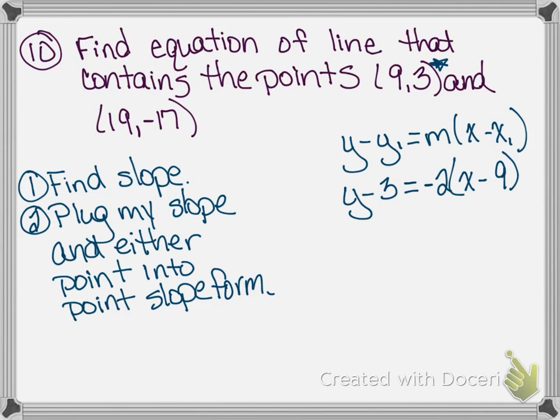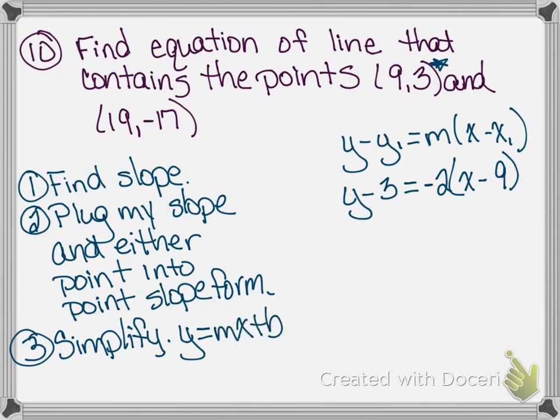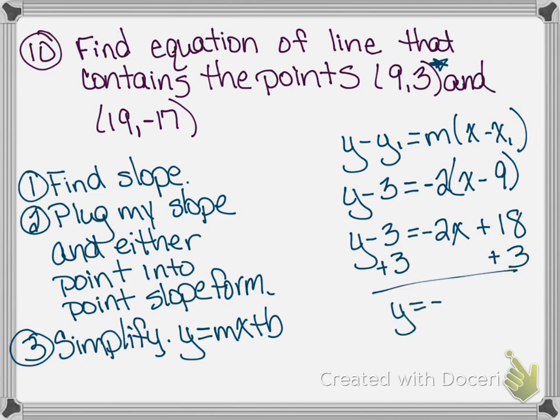Now at this point, I'm going to simplify, and I'm going to put it in y equals mx plus b form. So I've got y minus 3. I'm distributing my negative 2, so I have negative 2x plus 18. Negative 2 times negative 9 is positive 18. I add 3 to both sides, and I'm left with y equals negative 2x plus 21. This is my final answer: the equation of the line determined by the 2 points, in slope-intercept form.